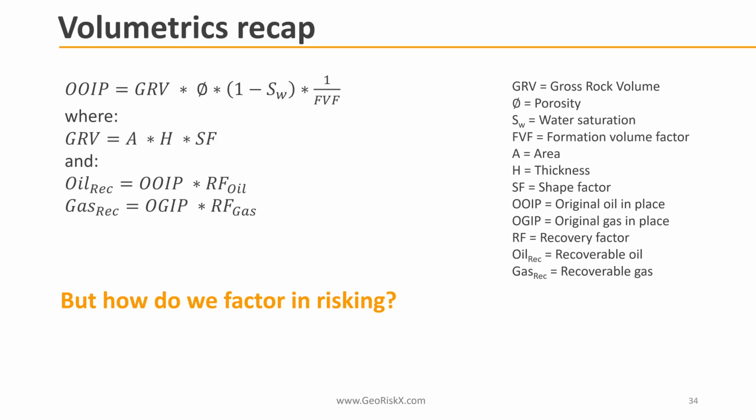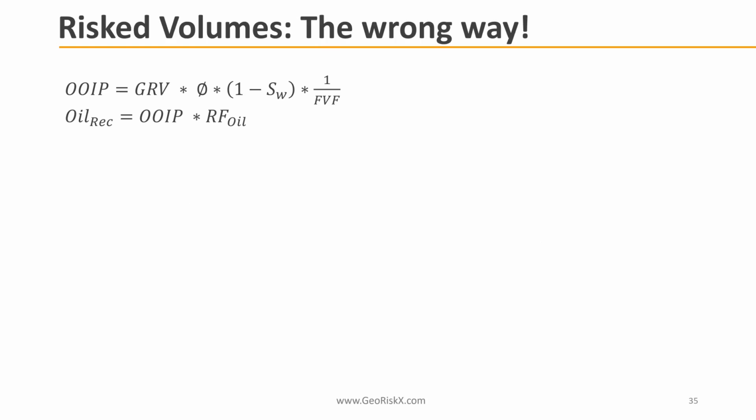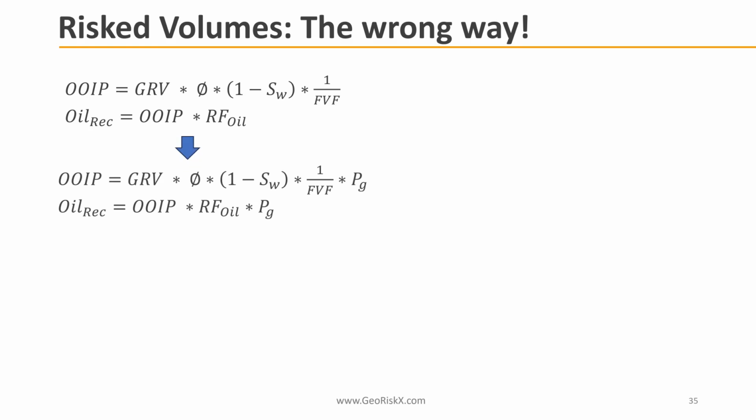Now, that may seem quite simple to you. I know what some of you were thinking. It's like, I know how to do that, you know? We're just going to take these equations and multiply them by our chance of success, by P sub G. And this is the wrong way to do it. This will give you an incorrect answer.